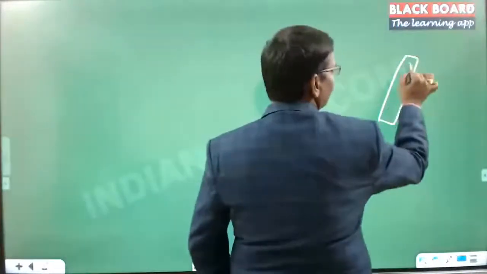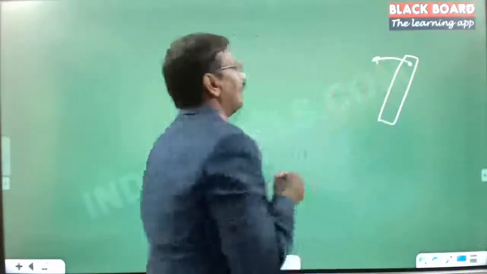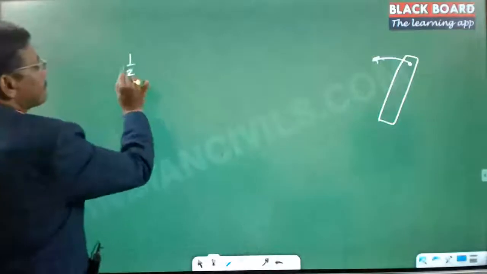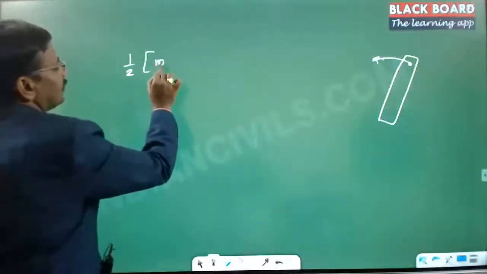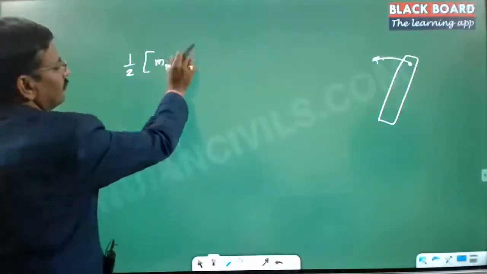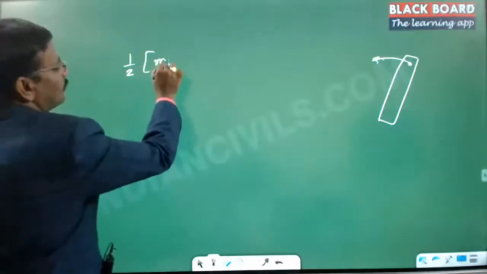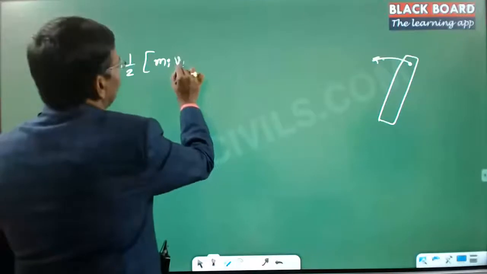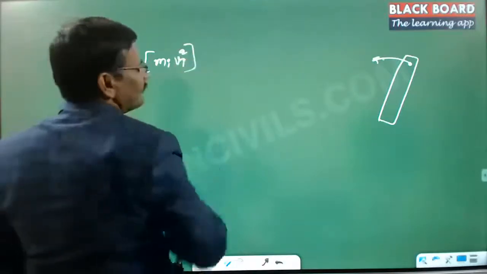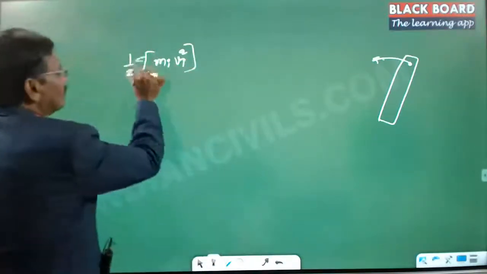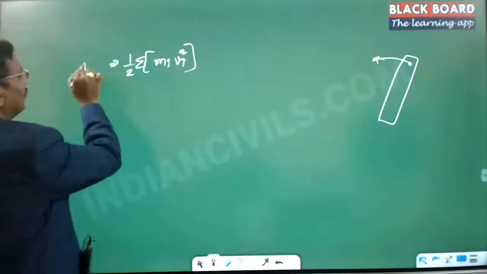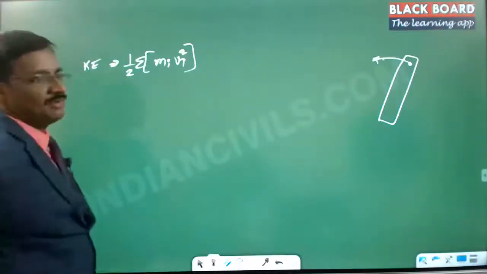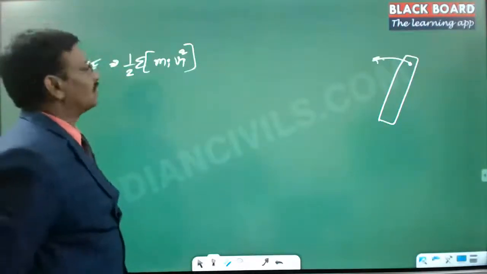So what we will do is, we will consider the velocity of each and every individual particle. Half m_i, one particle, m_i v_i square, summed over all particles. So this is actually the total kinetic energy. I am putting it in a shorter form: sigma half m_i v_i square.